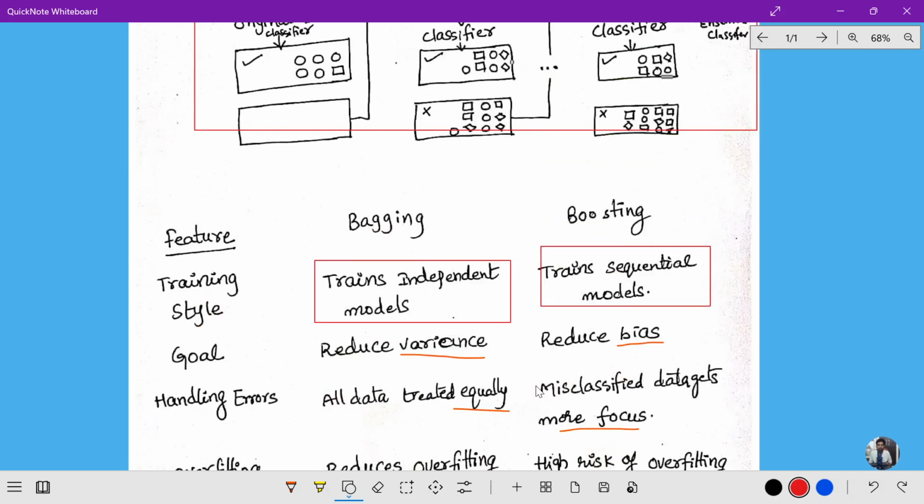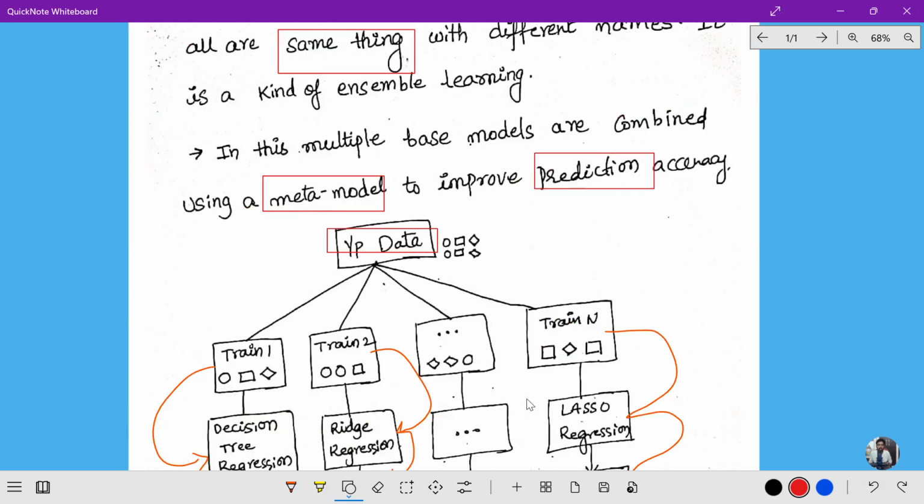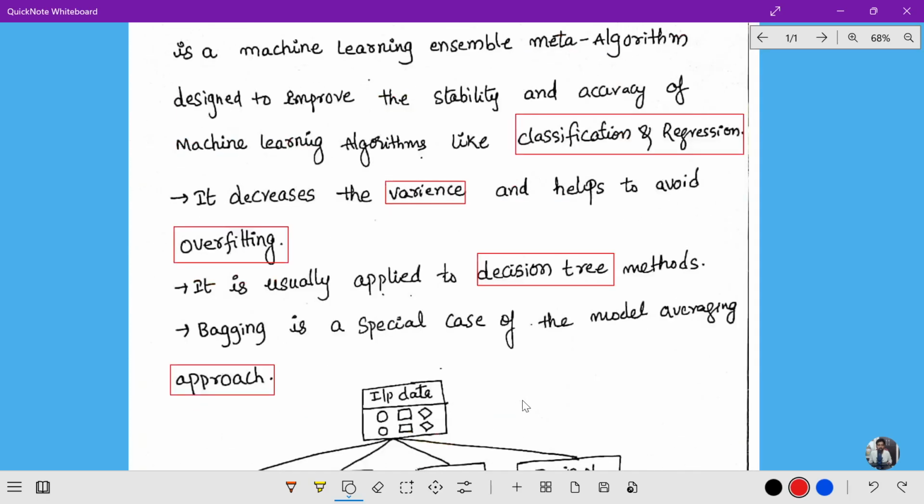So this is all about the ensemble learning techniques, one of the most important questions in the exam.